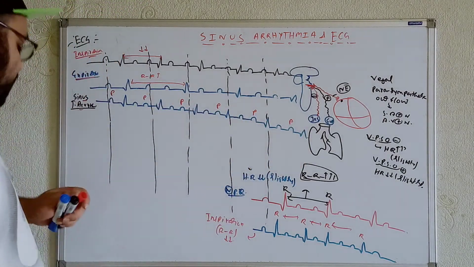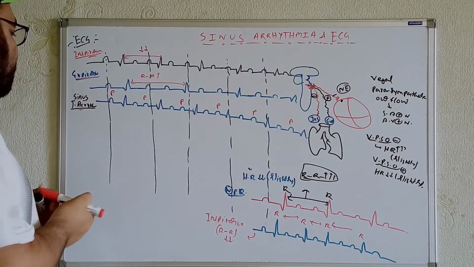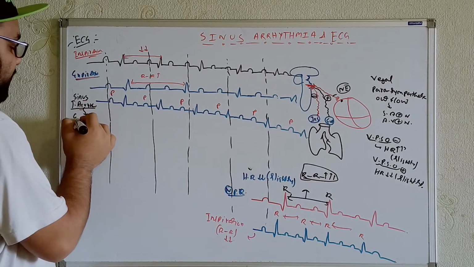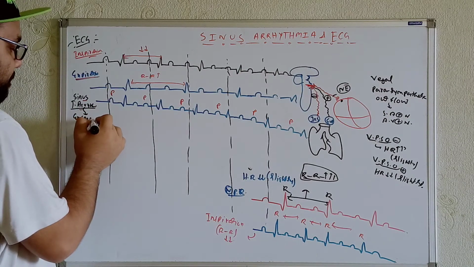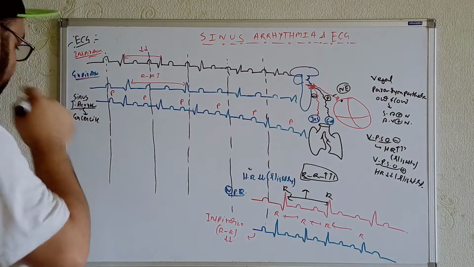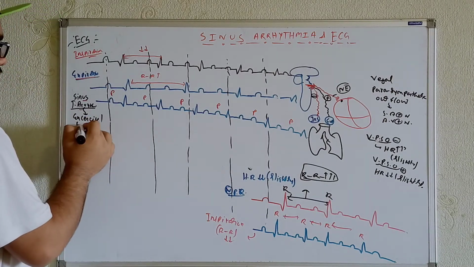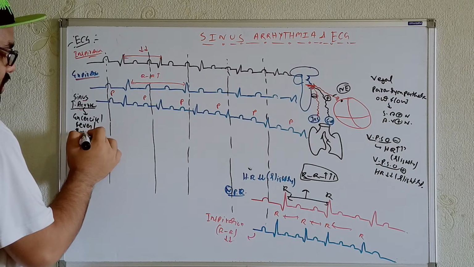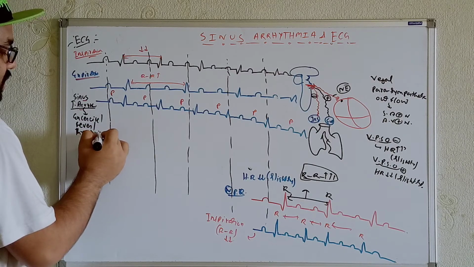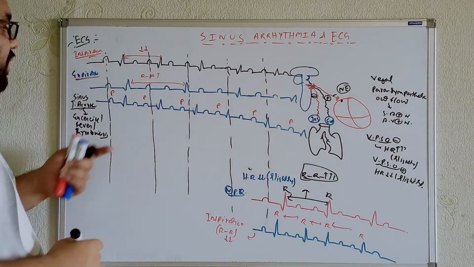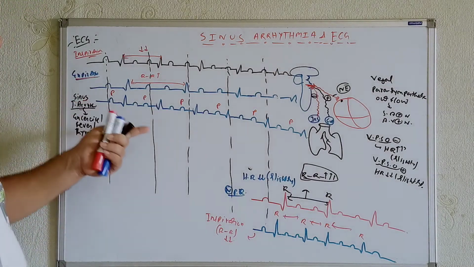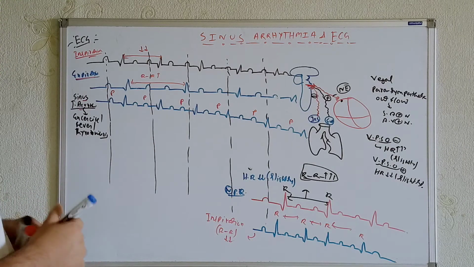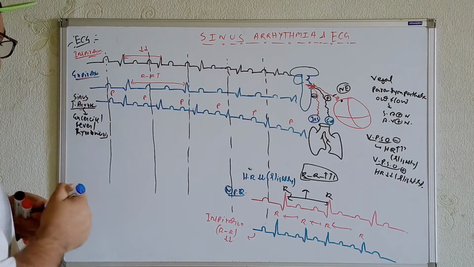Okay, so where will we get this type of thing in terms of sinus tachyarrhythmia? We can get it, for example, during exercise, or during fever, or we can get thyrotoxicosis. In these cases, we will get the frequent P wave, which will cause the sinus tachyarrhythmia.